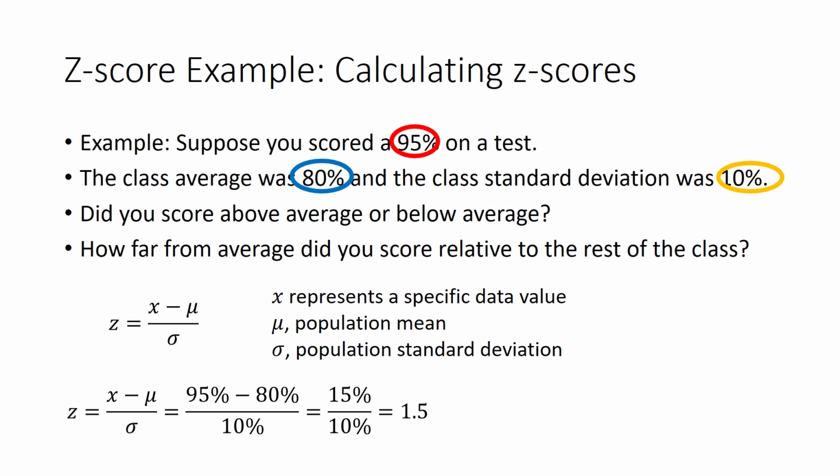15% over 10% is 1.5. So, did you score above or below average? Well, clearly 95 is above 80. Also, you have a positive z-score, so we know that you scored above average. And how far above average did you score? Well, the z-score tells you that you scored 1.5 standard deviations above average.